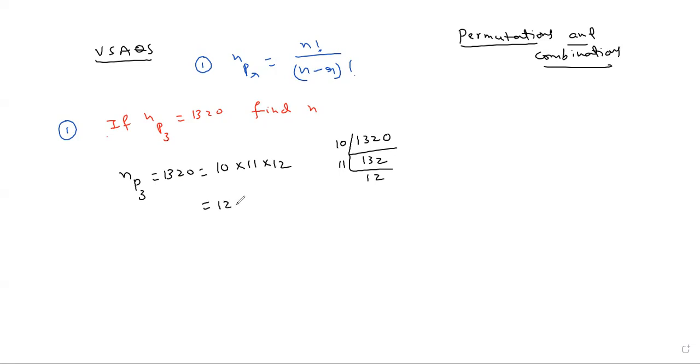Or if you write in reverse order, you should always mention it in decreasing order. 1320 is 12, 11, 10, which can be written as 12P3. So given is nP3. Just by comparing here, you get the answer n equal to 12. Very simple and important 2 marks question.